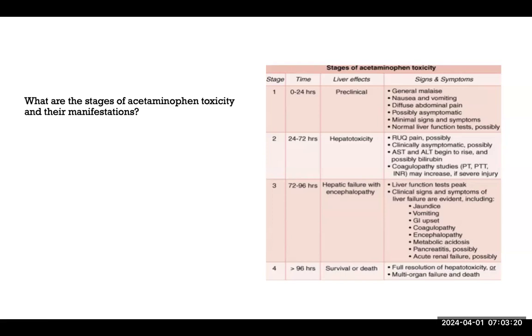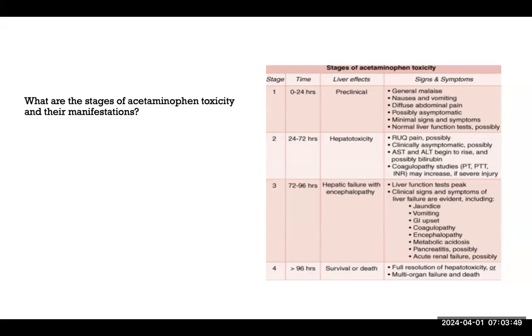Then we have stage 2, which is in between 24 to 72 hours, which is the hepatotoxic stage, in which there's right upper quadrant pain, possibly, in these patients. Clinically asymptomatic, possibly. So the liver enzymes, such as your AST and ALT, begin to rise at this point, and possibly bilirubin. You also have coagulopathy at this point, in which your PT, PTT, INR may also increase if there's severe injury at this point.